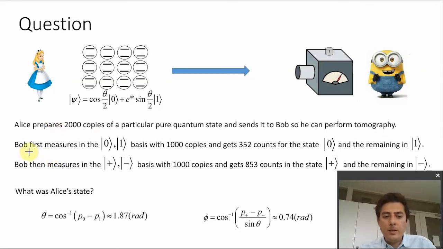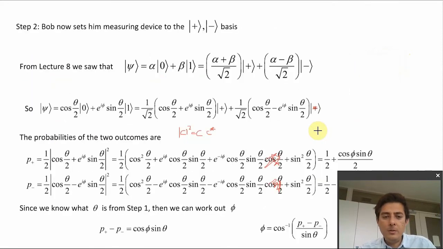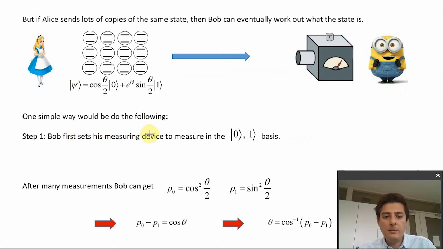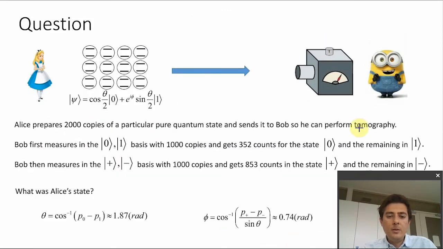So he follows the procedure in the previous slide. And so what Bob does is first measure in the 0, 1 basis. So remember, step 1 was to set his measuring device to the 0, 1 basis, and he can work out the angle just by using this formula here. Okay, so Bob first measures in the 0, 1 basis with 1,000 copies, so he uses 1,000 of these atoms up and gets 352 counts for the state 0 and the remaining in 1. Okay, so we need to work out what this quantity here is. So this is the inverse cos of P0 minus P1.